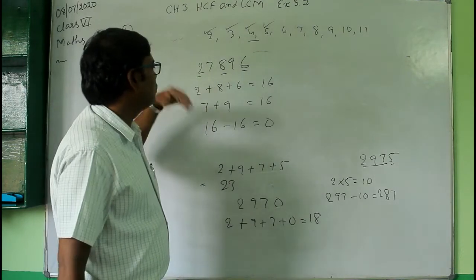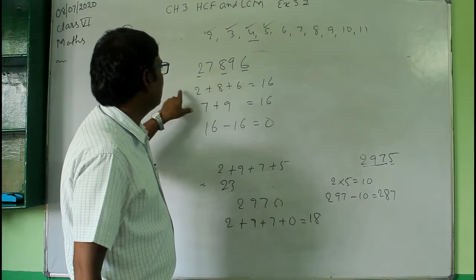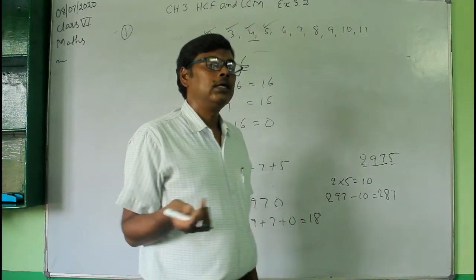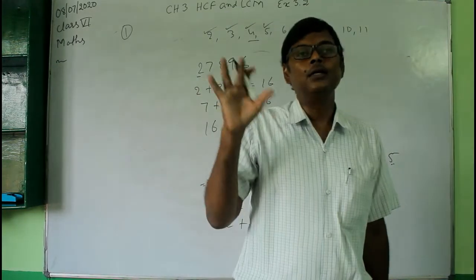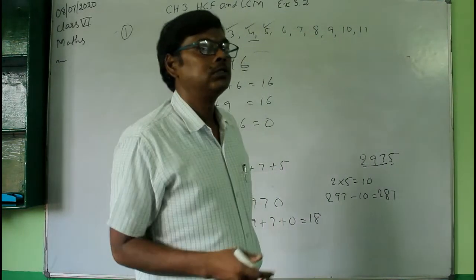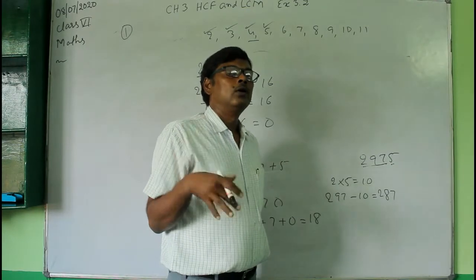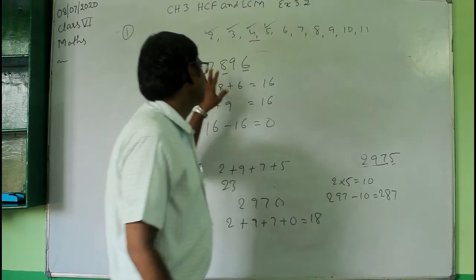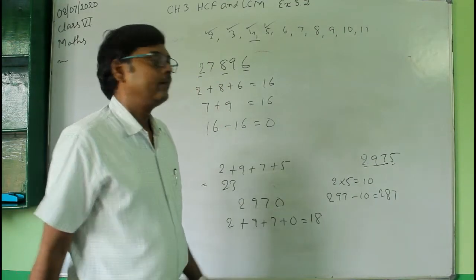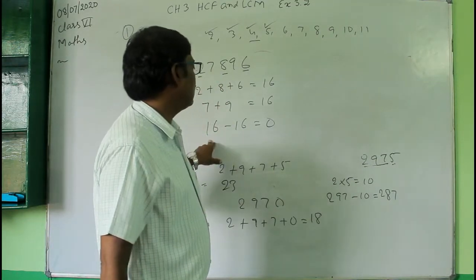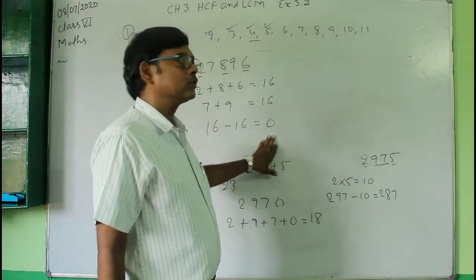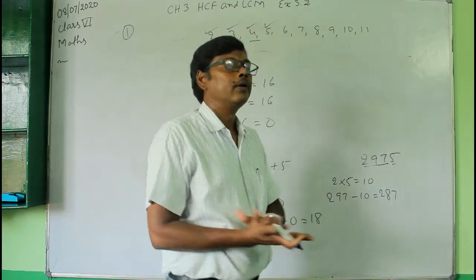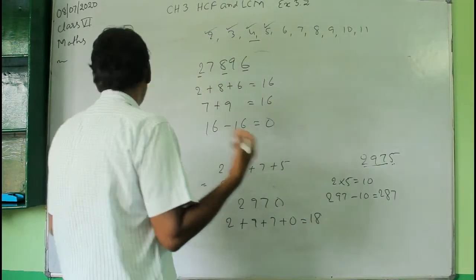That is, the rule is that you find the sum of the alternate digits, and then find the difference. If the difference is 0 or 11 or a multiple of 11, then the given number must be divisible by 11. Suppose you subtracted and got 11. In that case also this number will be divisible by 11. So this is the rule for 11.